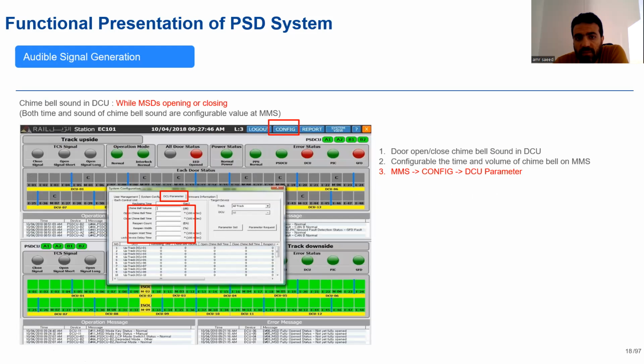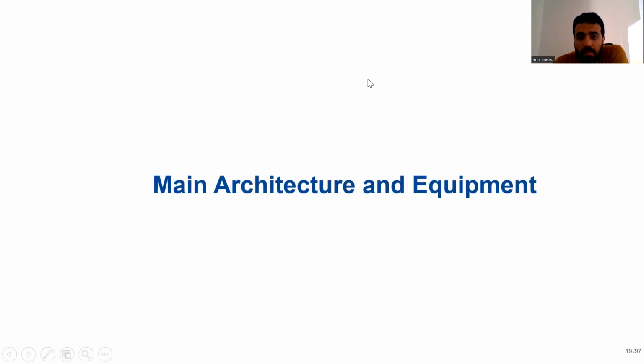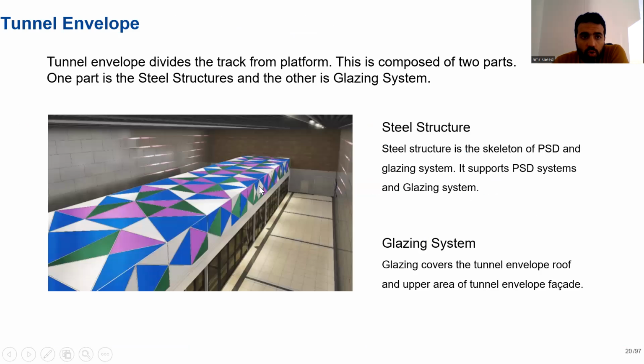This is the first part, and the second part is main architecture and equipment. We will go into deep details. This is the tunnel envelope configuration of PSD. As you see here, it is composed of two parts. The first one, steel structure, which supports the PSD system and the glazing system, and the glazing system itself. This glass in facade and in the roof.